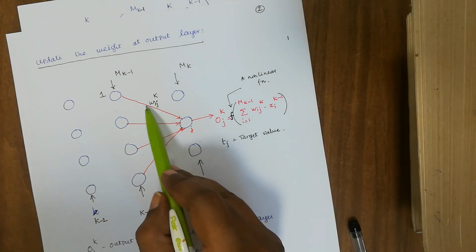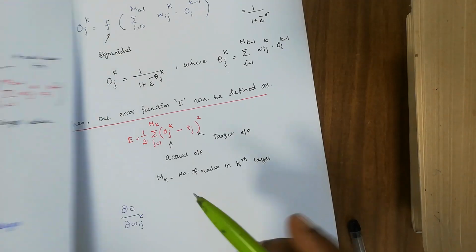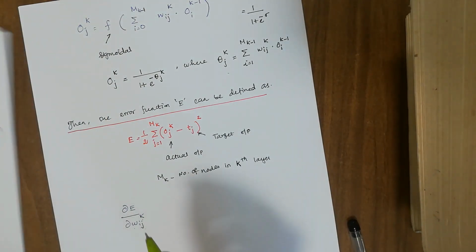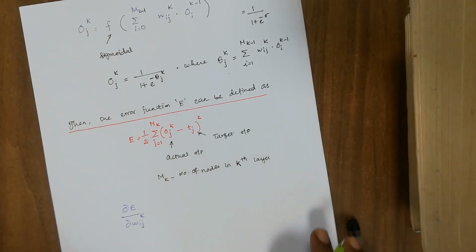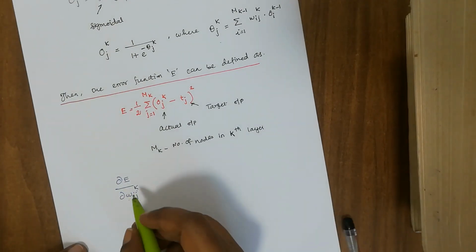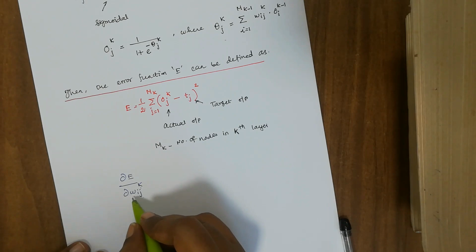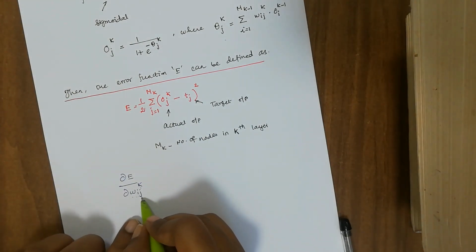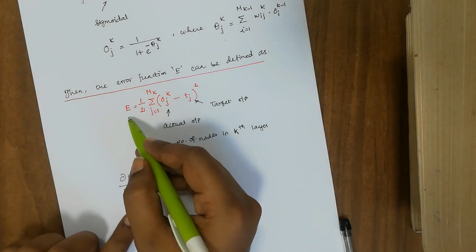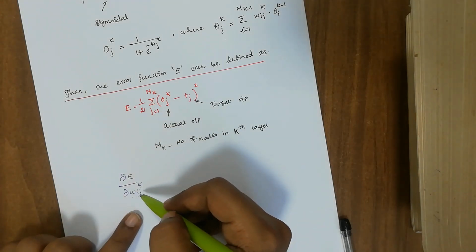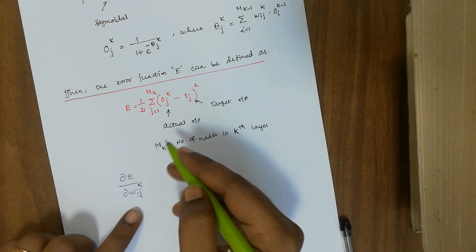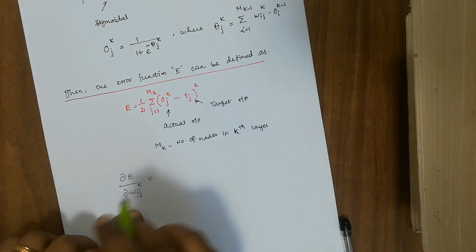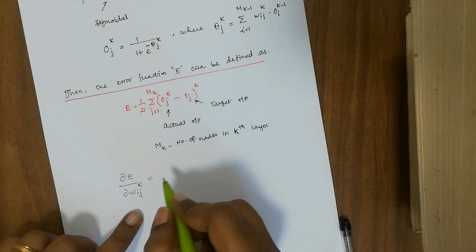So we have to update these weights first, which can be represented as Wij capital K. Now, we cannot take a derivative directly with respect to Wij, since E, this error function, is not related to Wij directly. So we have to solve this derivative using the chain rule.